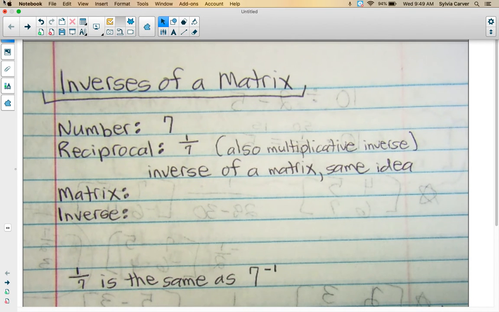Good morning, y'all. Yesterday, we took a look at finding the determinants of a matrix. Today, we're going to take a look at finding the inverse of a matrix. So let's start with a number example.